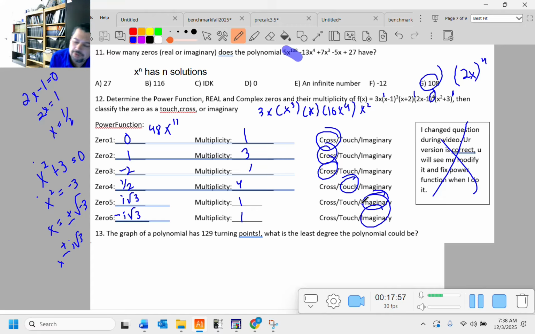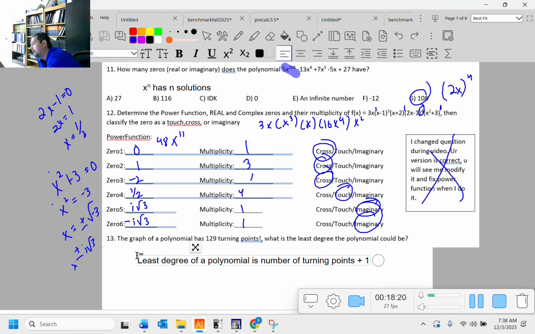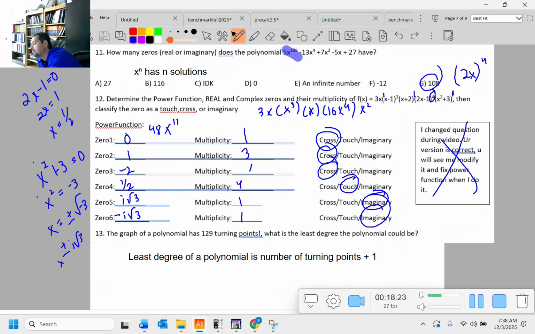13, the graph of a polynomial has 129 turning points. What is the least degree this polynomial could be? So the turning point theorem says the least degree of a polynomial is the number of turning points plus 1. I used to say TP plus 1, toilet paper plus 1, but nobody ever got that. So 129 plus 1 is 130.